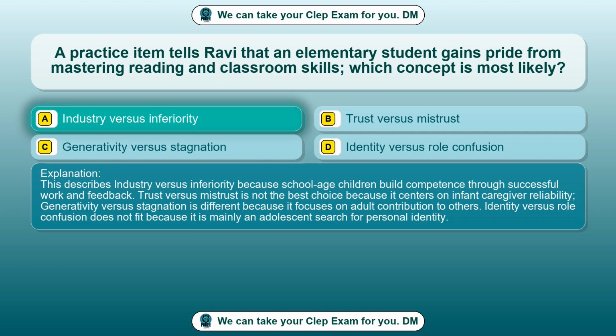This describes industry versus inferiority because school-age children build competence through successful work and feedback. Trust versus mistrust is not the best choice because it centers on infant caregiver reliability. Generativity versus stagnation is different because it focuses on adult contribution to others. Identity versus role confusion does not fit because it is mainly an adolescent search for personal identity.